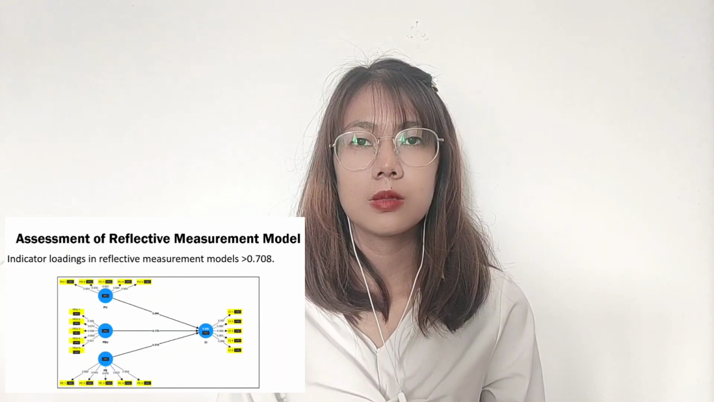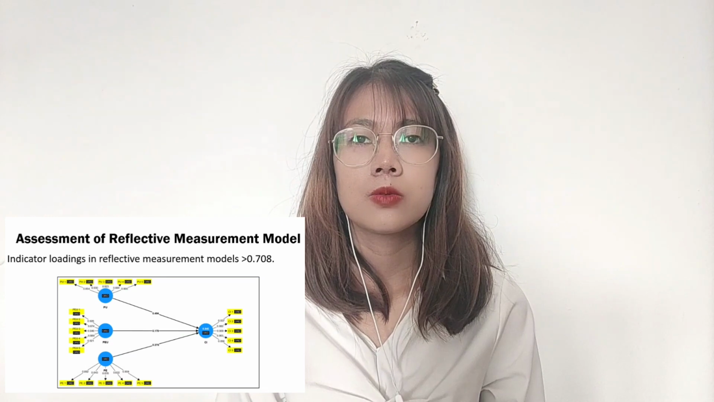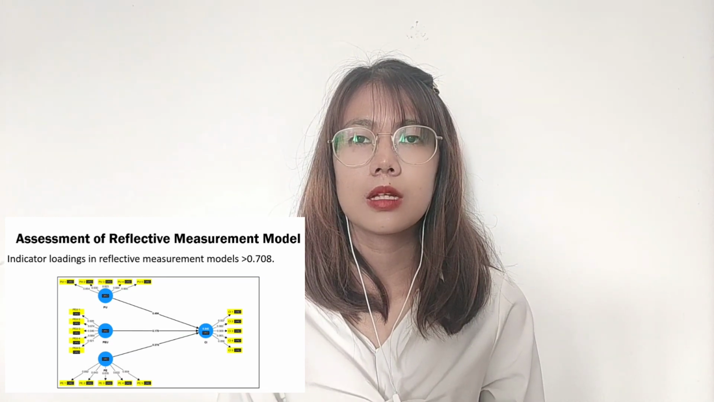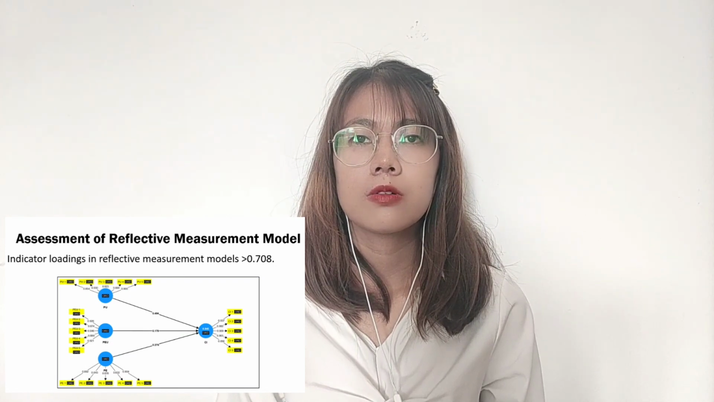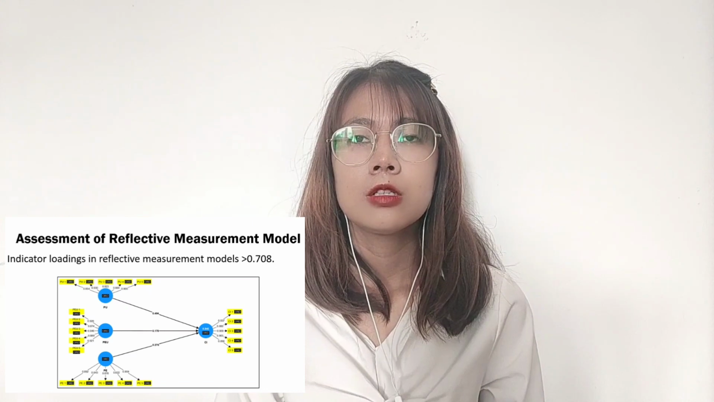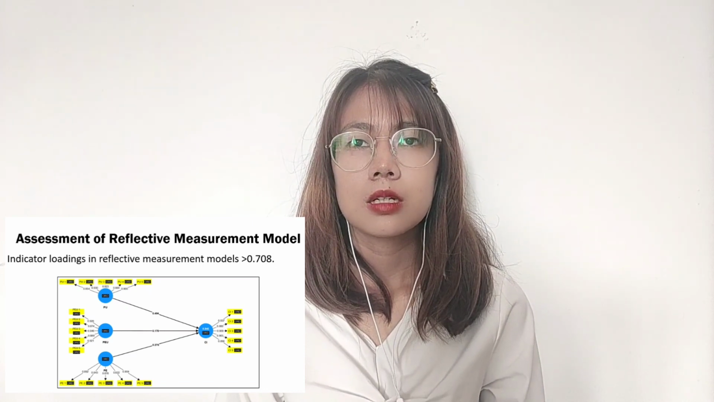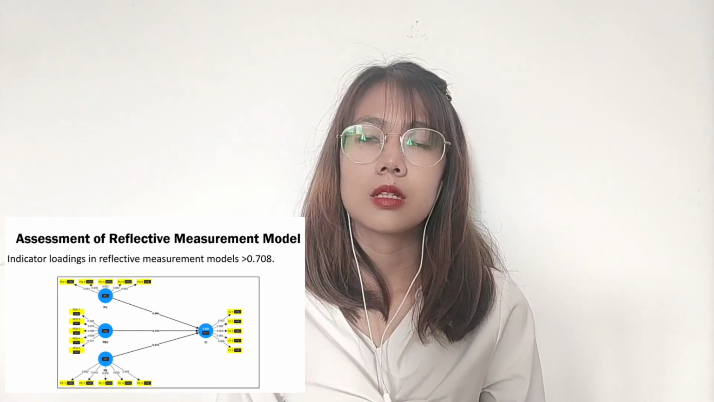The assessment of the reflective measurement model in this study was generated using SmartPLS software to ensure sufficient item reliability and demonstrate that the construct explains more than 50% of the variance of the indicator. The indicator loading in a reflective measurement model should be above 0.708. The indicator loading in this structural model is greater than 0.708, which denotes that it is acceptable.